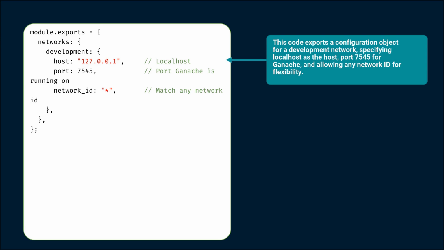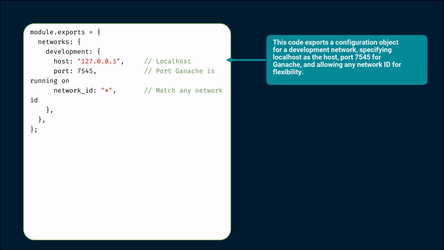Within it, we specify networks, focusing on the development network, which is where our contracts will be deployed. Here, we set the host to 127.0.0.1, which refers to our local machine, indicating that Ganache is running locally. Next, we specify the port number, 7545, which is the default port for the Ganache GUI interface. For users running Ganache CLI, this would typically be 8545, so it's essential to adjust based on your setup.